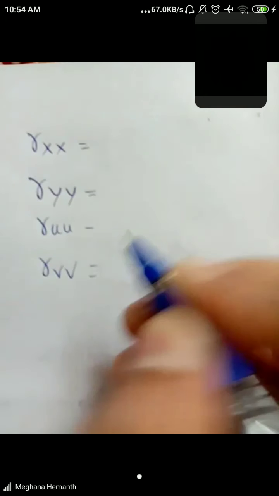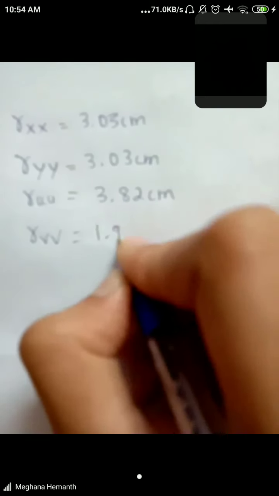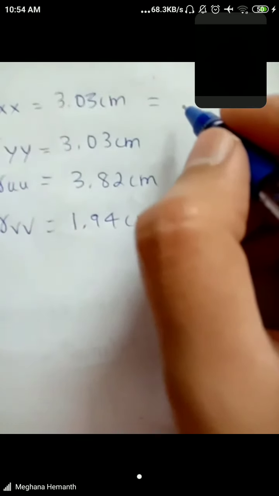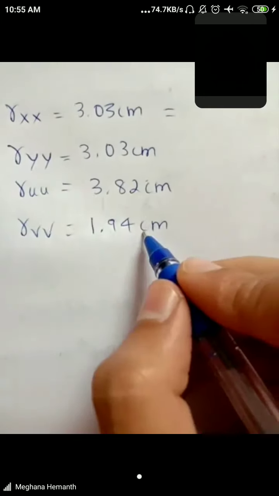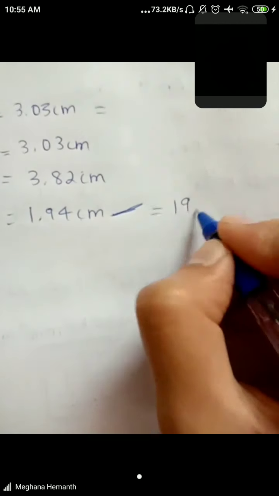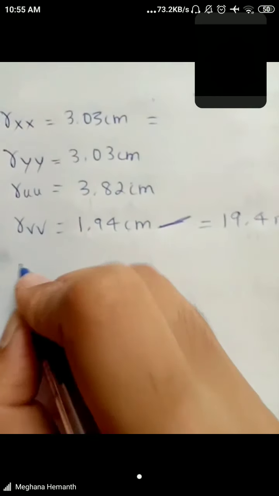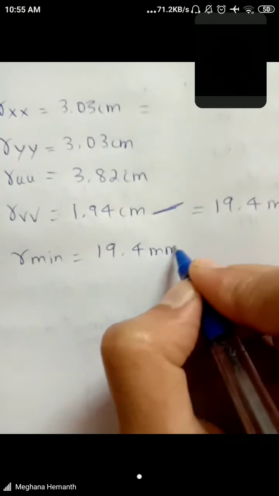So your gamma xx is 3.03 centimeter. Your gamma yy is 3.03 centimeter. Your gamma uu is 3.82 centimeter, and gamma vv is going to be 1.94 centimeter. Now just select the least value and convert it in terms of mm. Out of 3.03, 3.82 and 1.95, your least value is 1.95. It is enough to convert this into mm, because it's the only value we require. So your gamma minimum is going to be your gamma vv value. In terms of mm, it is going to be 19.4 mm.